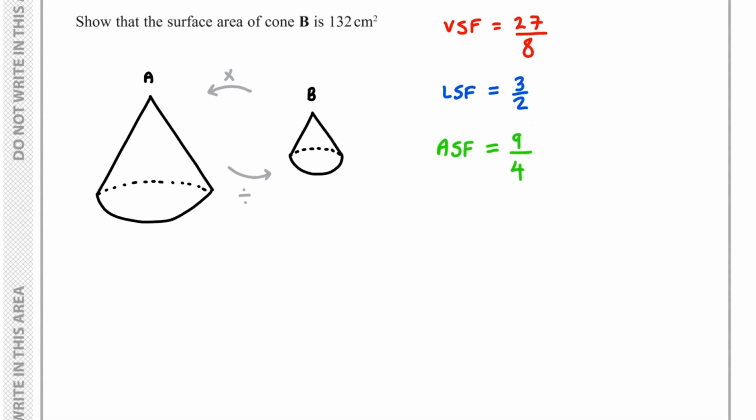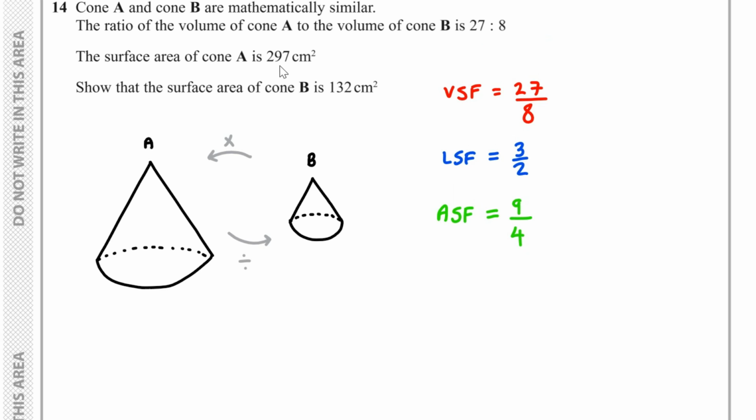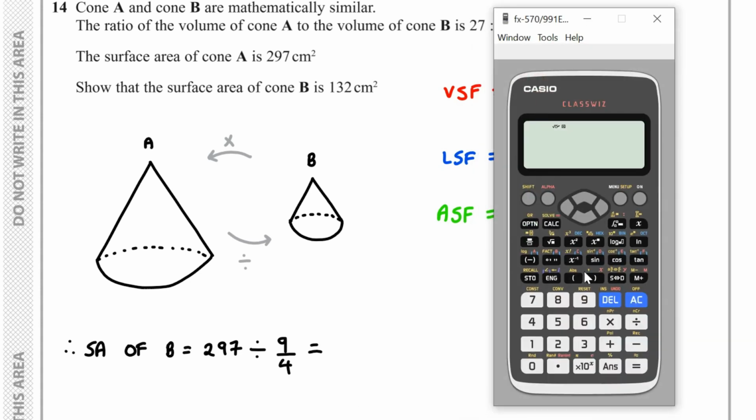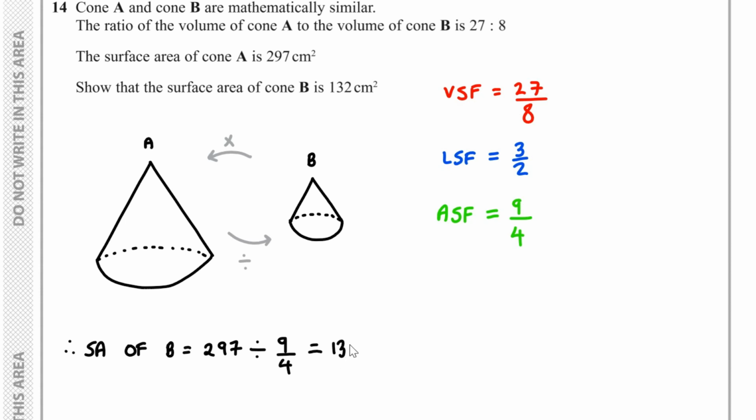We've been given that the surface area of A is 297, and therefore the surface area of B is equal to 297 divided by 9/4. So if we work this out on our calculator, we get 297 divided by 9/4, which is 132. So we have 132 centimeters.